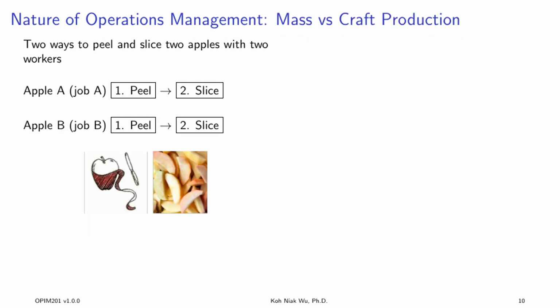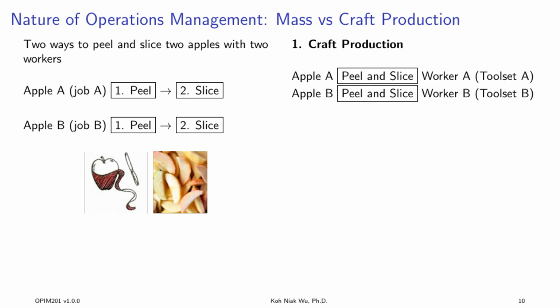There are two production methods: craft production and mass production. In craft production, each worker performs multiple tasks. For example, consider two apples, labeled as job A and job B. For job A, using toolset A, worker A peels the apple. Worker A then slices the apple. For job B, using toolset B, worker B also peels the apple. Worker B slices the apple as well. Each worker is responsible for the entire process for their assigned apple.